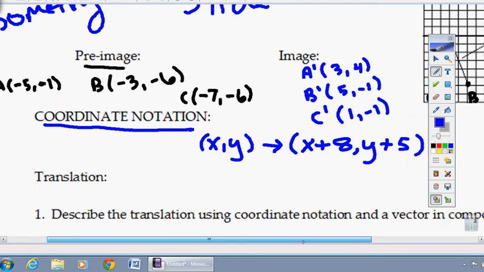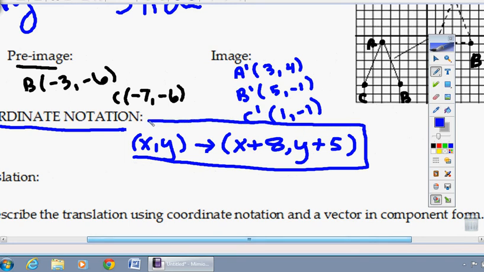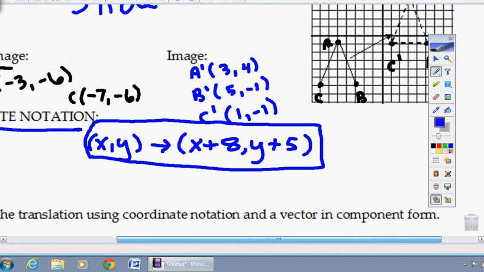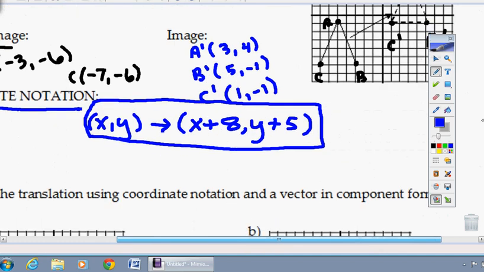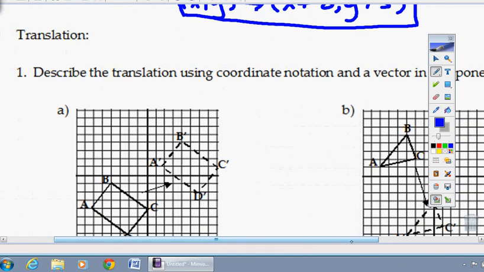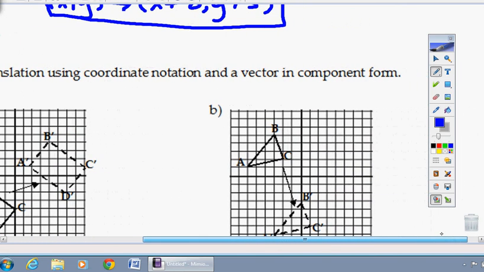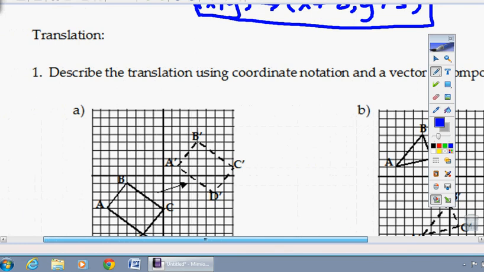So this would be how we would write in coordinate notation our translation from this figure, ABC, to figure A prime, B prime, C prime. Okay, let's do a couple more examples here. This next problem says describe the translation using coordinate notation and a vector component form. So we're going to get to vectors here in a second, but let's stick with coordinate notation first because that's what we just talked about.